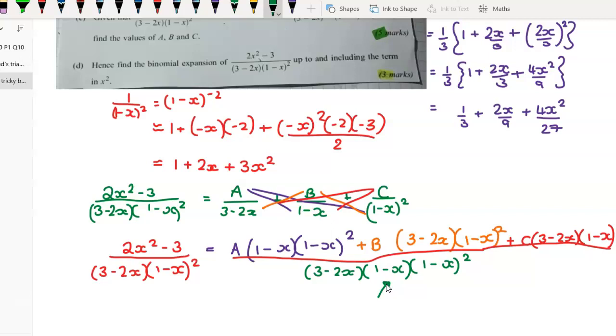Okay, so we want those denominators to match each other. Otherwise, we can't make the numerators equal, can we? So let's go through cancelling out now.